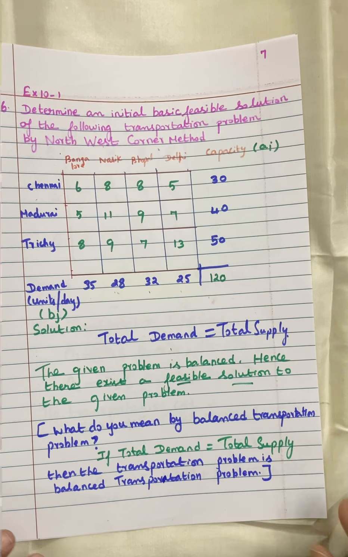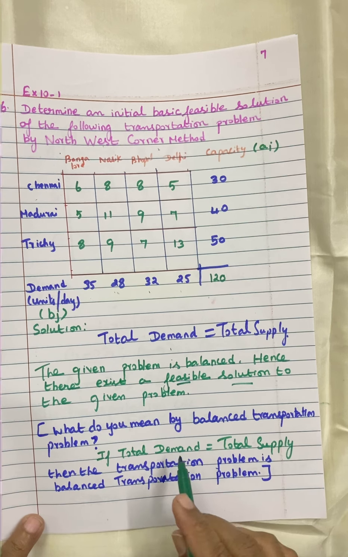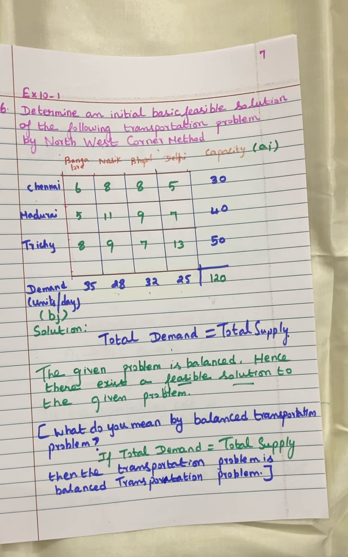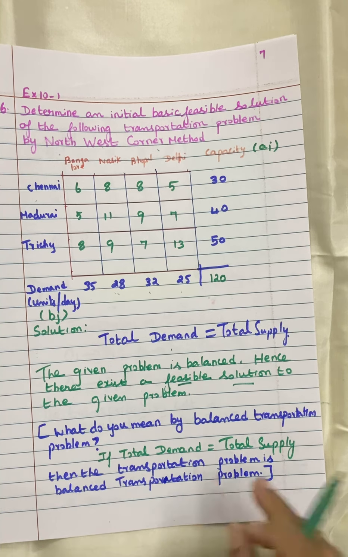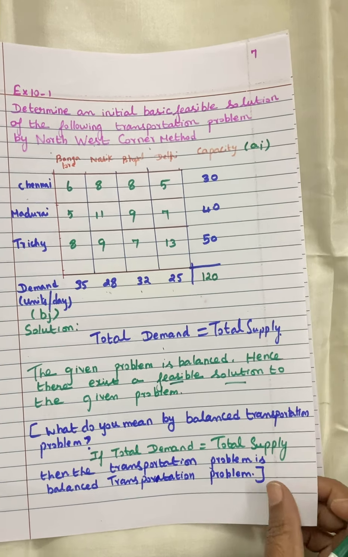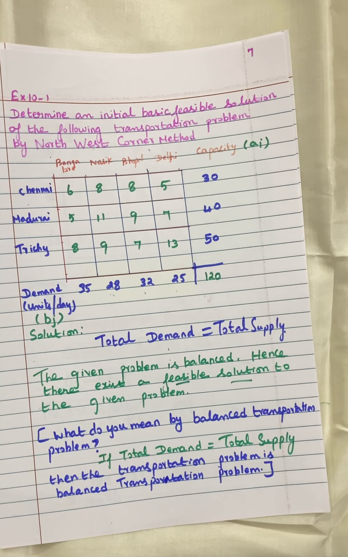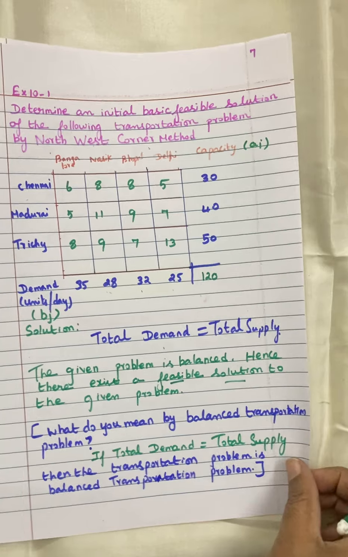So what is the meaning of balanced transportation? Total demand is equal to total supply. Okay. That is called balanced transportation. Now what are we going to do? Now we are going to solve the problem.